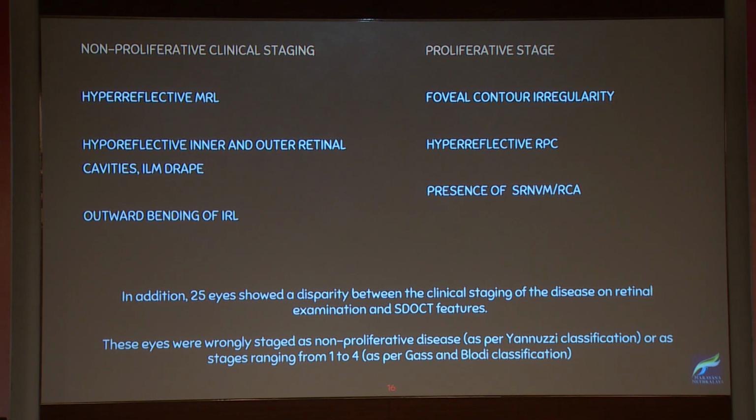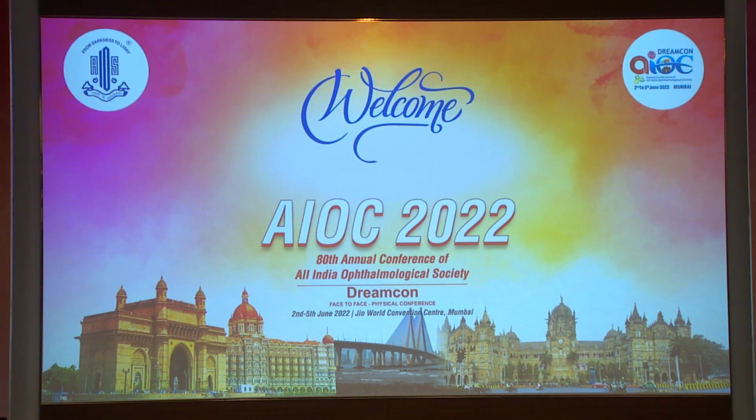In the proliferative stage, foveal contour irregularity was common, followed by hyperreflective retinal pigment clumps and the presence of a subretinal neovascular membrane or RCA. In addition, 25 of these eyes showed disparity between the clinical staging on retinal examination and the SDOCT features. These were classically missed by the Gass and Blodi classification or the Yannuzzi classification.